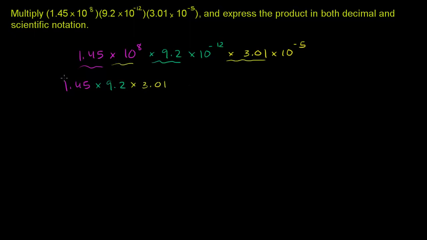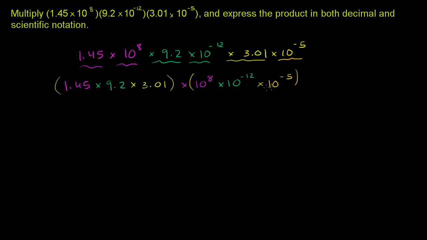Let me do that in that purple color. Times 10 to the 8th, times 10 to the negative 12th power, times 10 to the negative 5th power. And this is useful because now I have all of my powers of 10 right over here. I could put parentheses around that. And I have all of my non-powers of 10 right over there. And so I can simplify it.